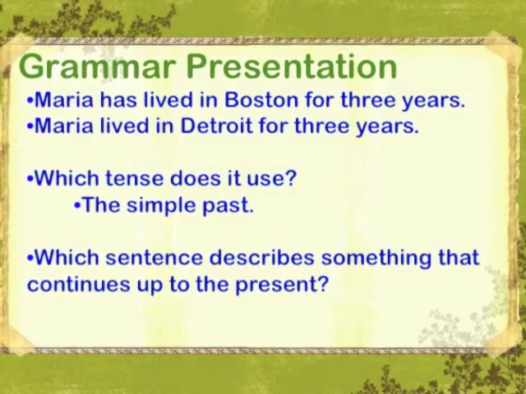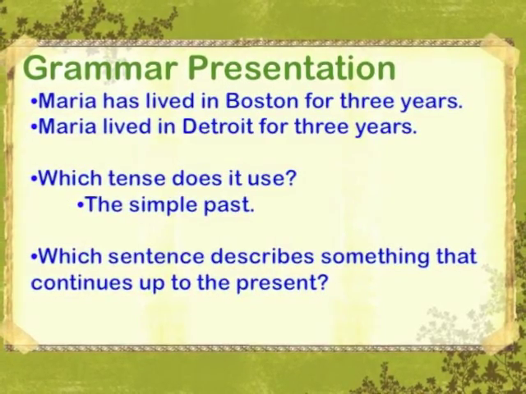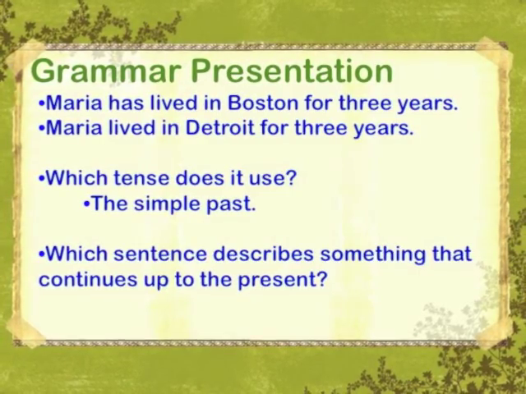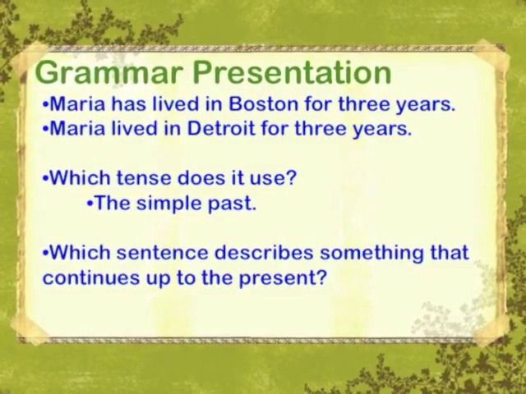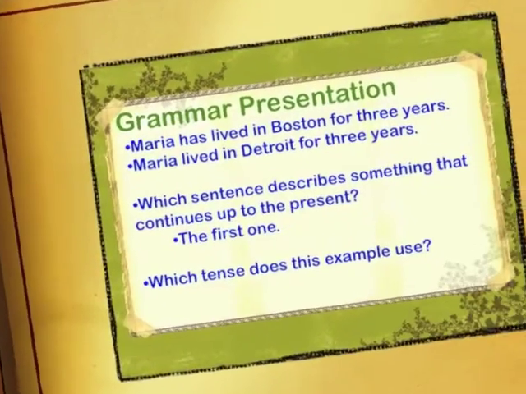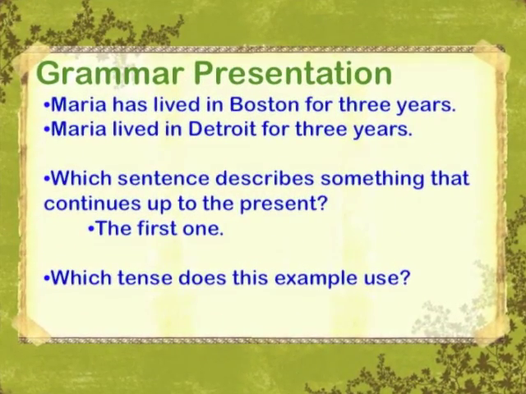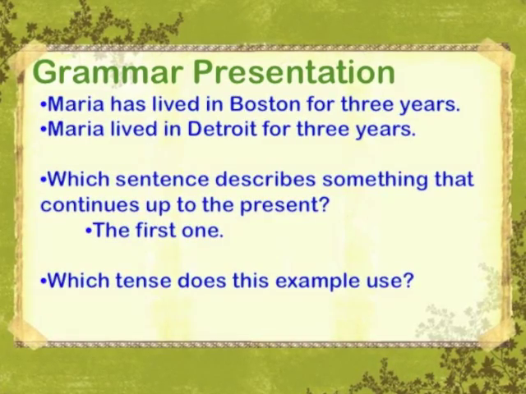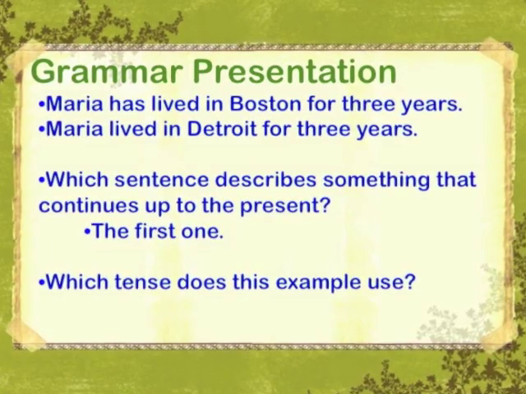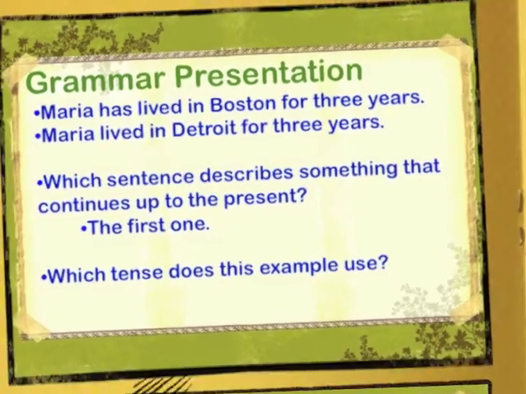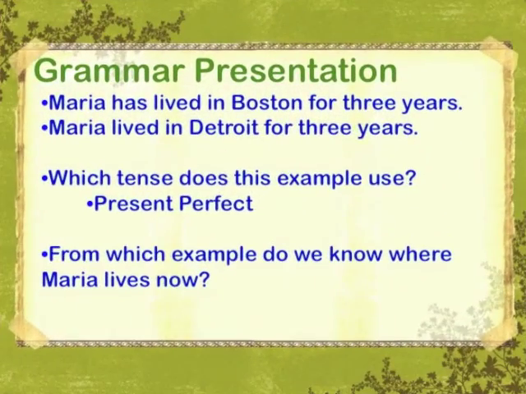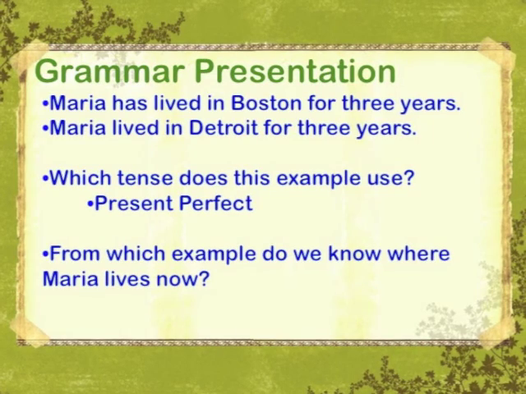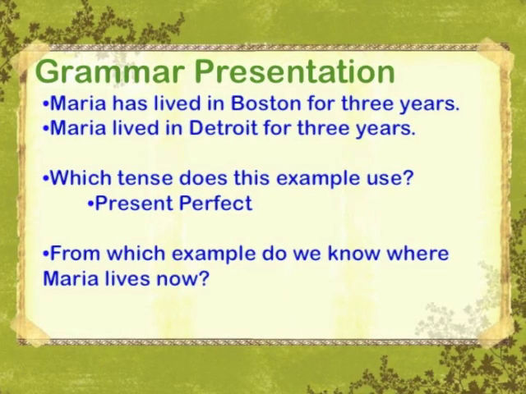Maria lived. Which sentence describes something that continues up to the present? Go ahead and pause so you can figure it out. The first sentence discusses something that continues up into the present. Which tense does this example use? If you said that the sentence is in the present perfect, great job. You got it exactly correct.